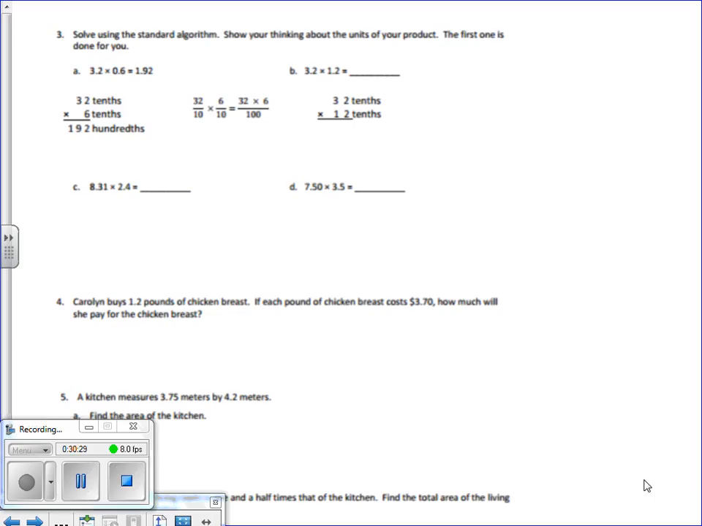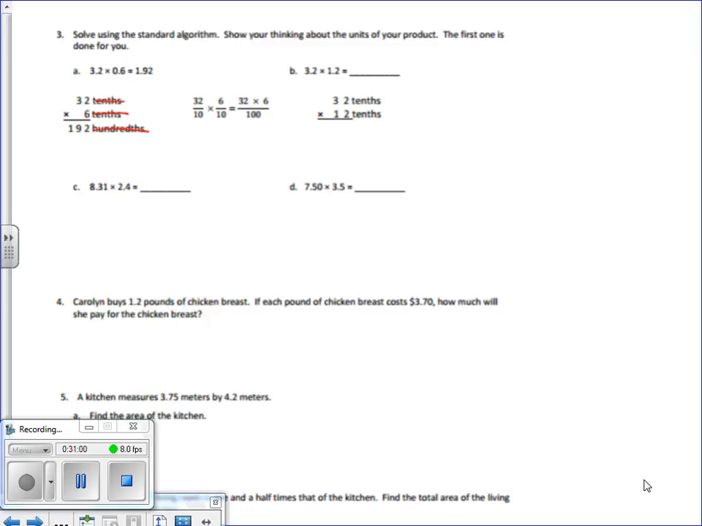Okay. Yes. So then it's saying solve using the standard algorithm, which, again, don't worry about doing the word form. Just write it with the decimals in there. Show you're thinking about the units of your product. The first one is shown for you. Just work it. That's all I'm asking.